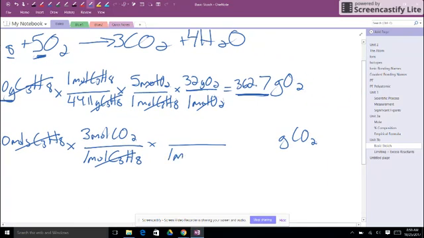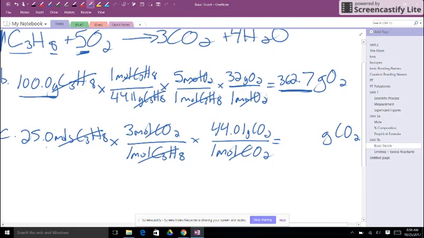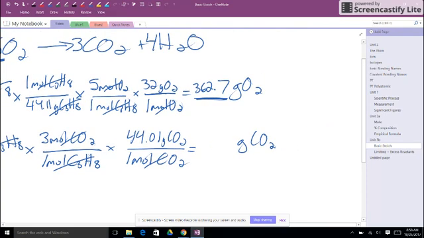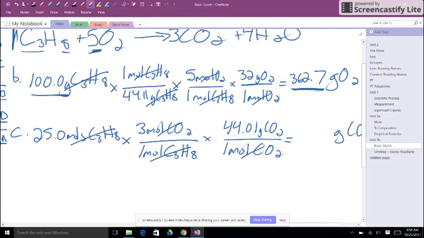And now I'm going to use the molar mass of the unknown substance, CO2. And I know that 1 mole of carbon dioxide is about 44.01 grams of carbon dioxide. So I take 25, I multiply it by 3. We can skip the dividing by 1. And then I multiply it by 44.01. I get 3,300 grams.